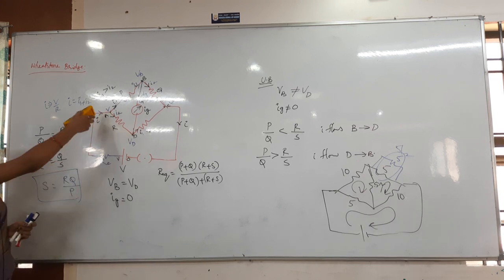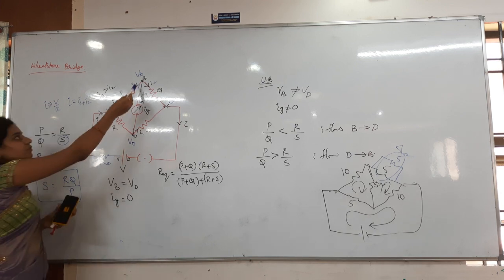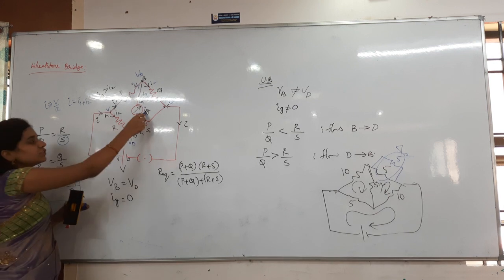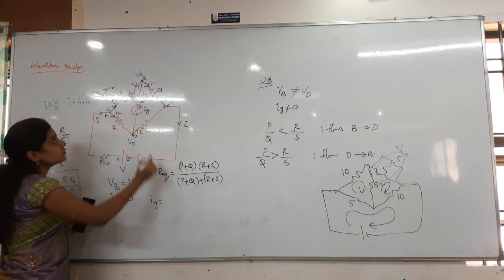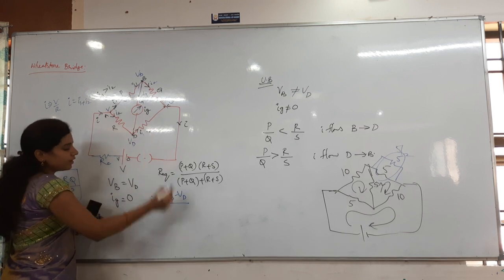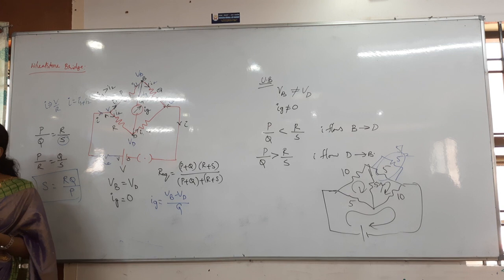Whenever they ask you to find the VB and then VD by using the nodal method, then Ig is equals to, what is the formula I can write? Ig is equals to VB minus VD by galvanometer resistance, how much? G. That's it. Understand? Yatish.